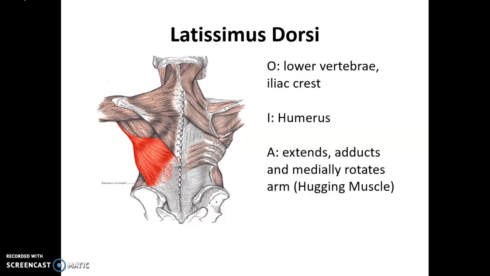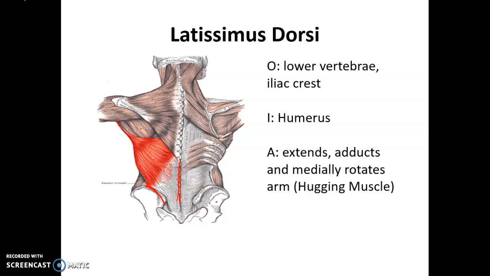The latissimus dorsi is huge. It's a big muscle shown here in red. It originates from the lower vertebrae, lower lumbar vertebrae here, and iliac crest. That's where it originates, and it inserts into the intertubercular groove of the humerus. For testing purpose, just know humerus. So it inserts into the humerus.